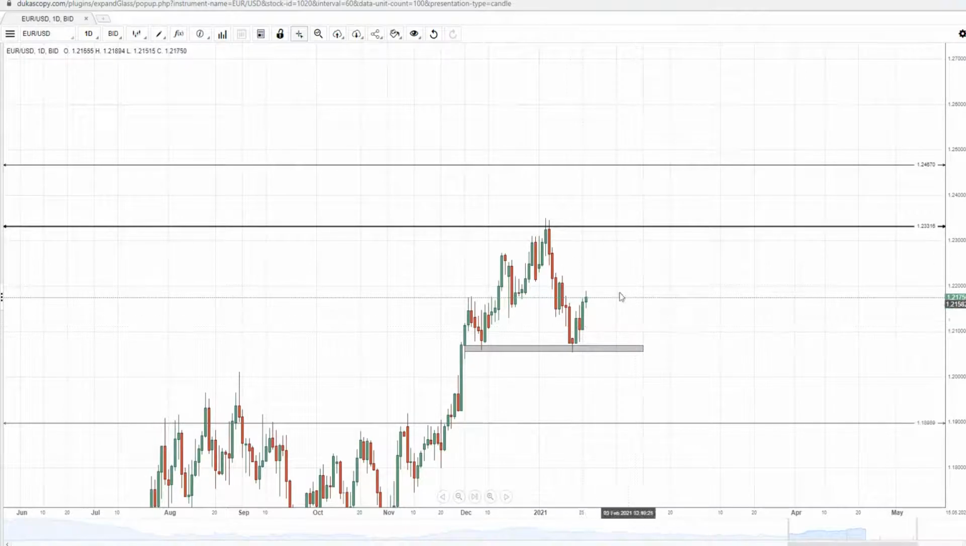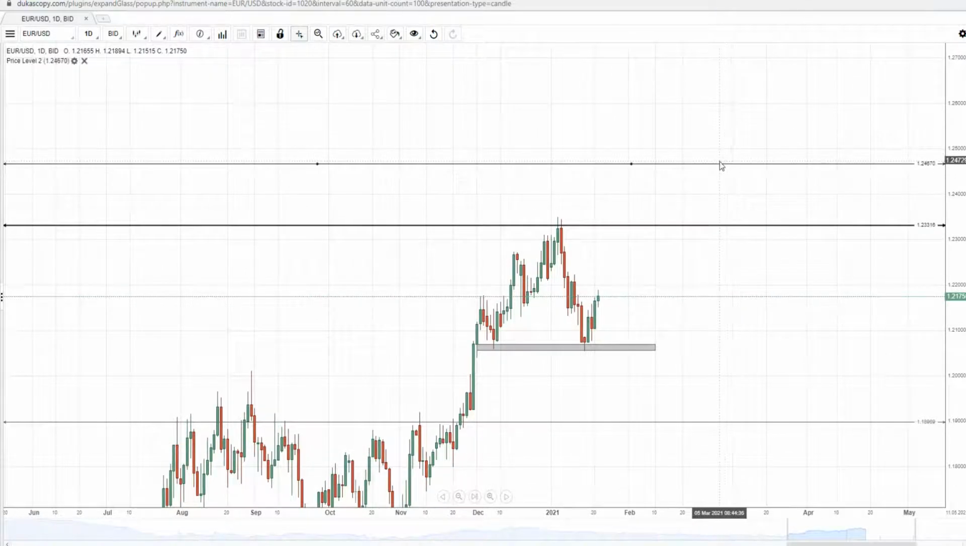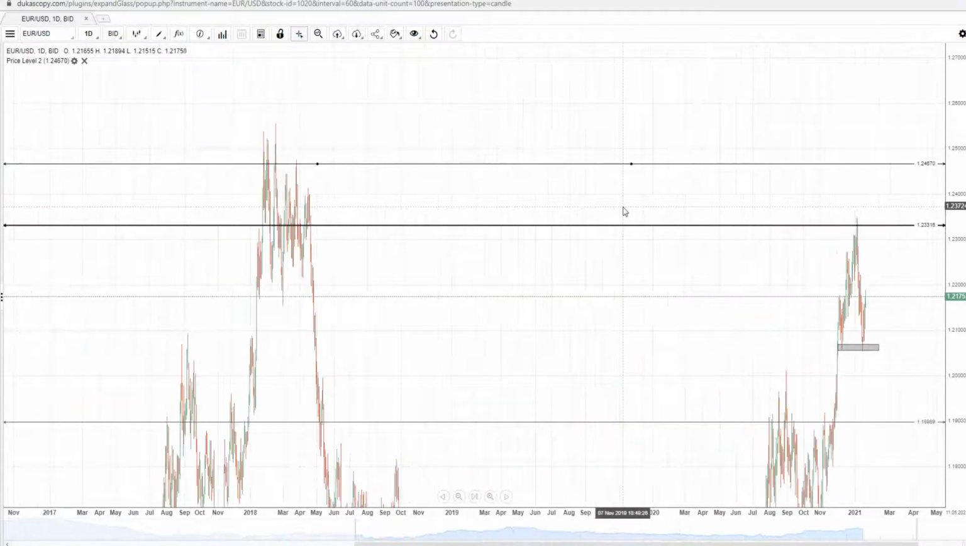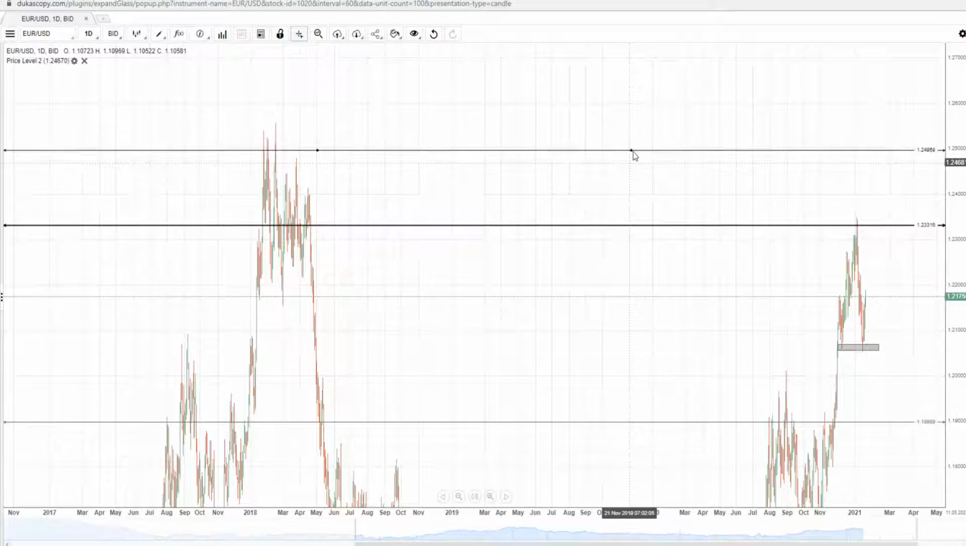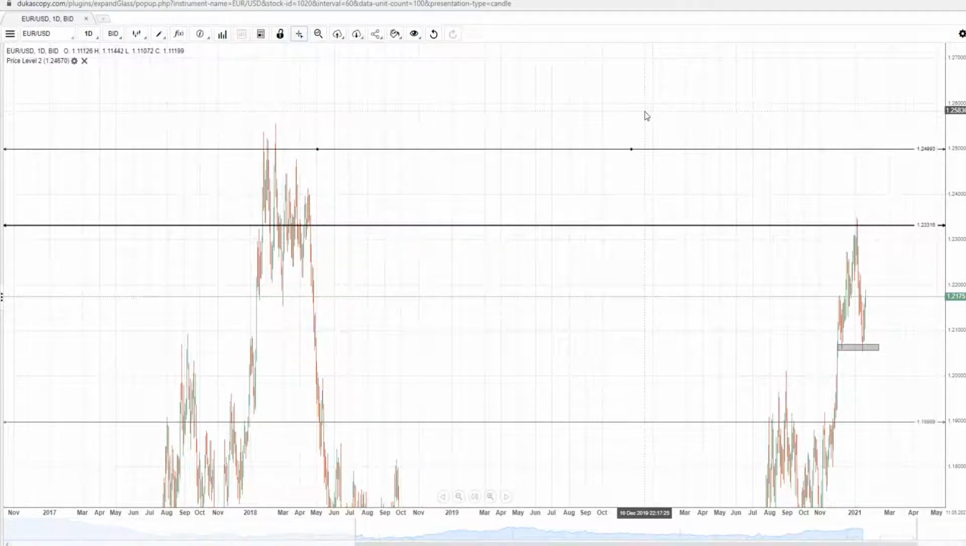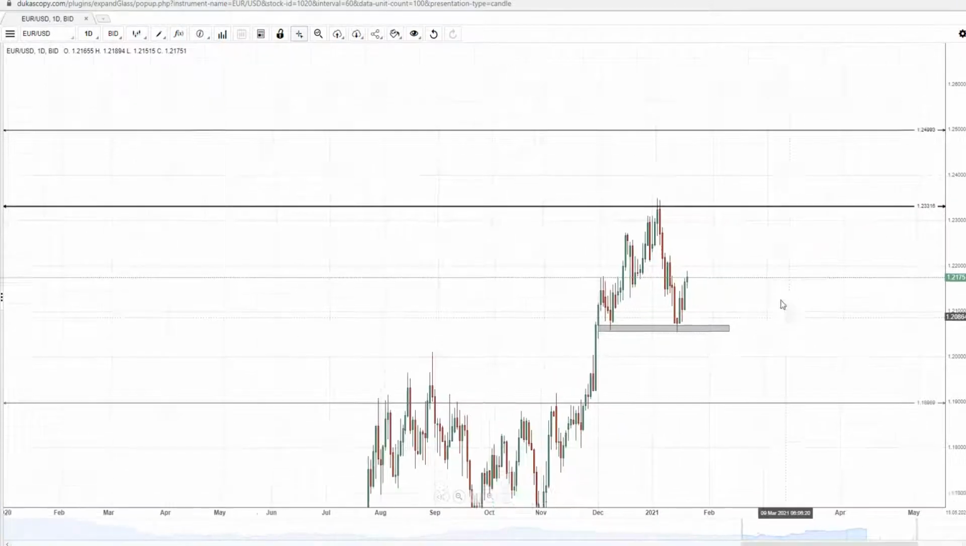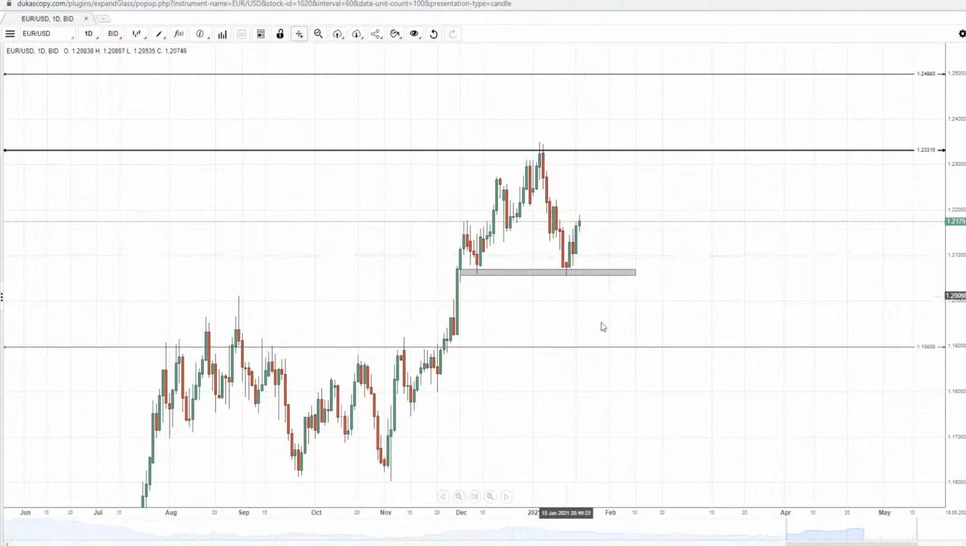However, if the price breaks that level and next week continues to break this resistance level at 1.22, this instrument will definitely test the strong level of 1.2500 next week. That is the EUR/USD. This is my focus for the EUR/USD, two-case scenario.